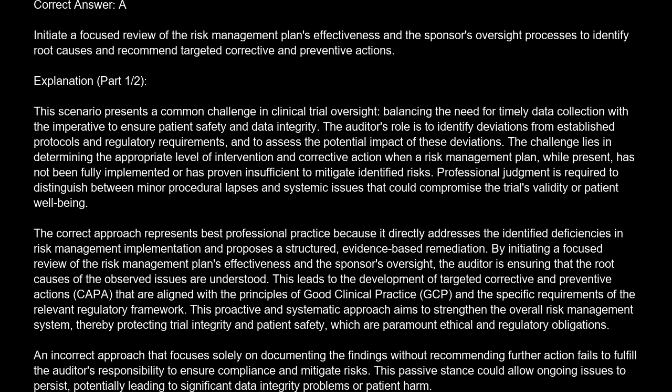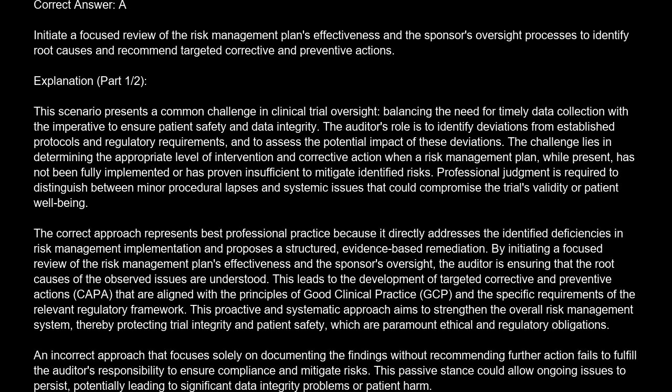The auditor's role is to identify deviations from established protocols and regulatory requirements, and to assess the potential impact of these deviations. The challenge lies in determining the appropriate level of intervention and corrective action when a risk management plan, while present, has not been fully implemented or has proven insufficient to mitigate identified risks. Professional judgment is required to distinguish between minor procedural lapses and systemic issues that could compromise the trial's validity or patient well-being. The correct approach represents best professional practice because it directly addresses the identified deficiencies in risk management implementation and proposes a structured, evidence-based remediation.